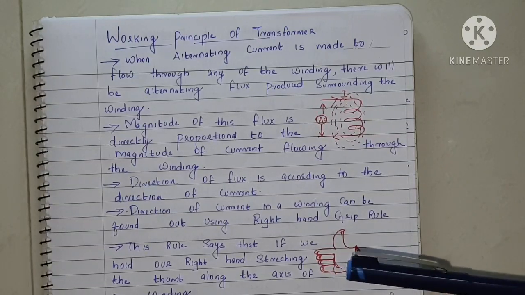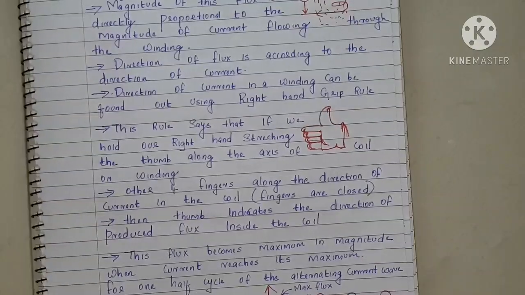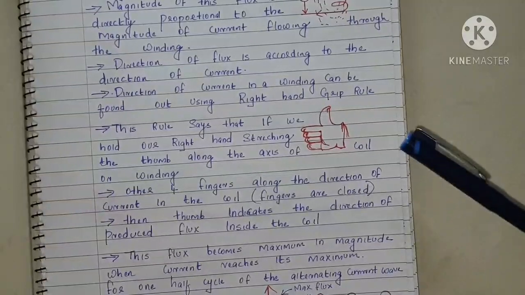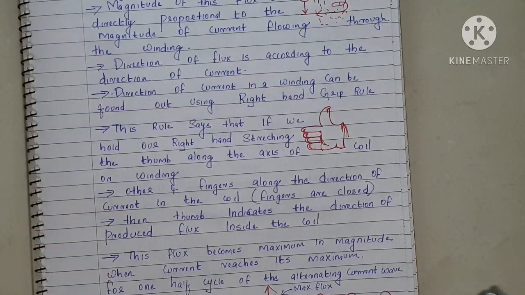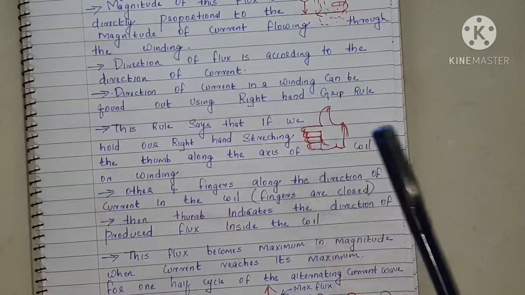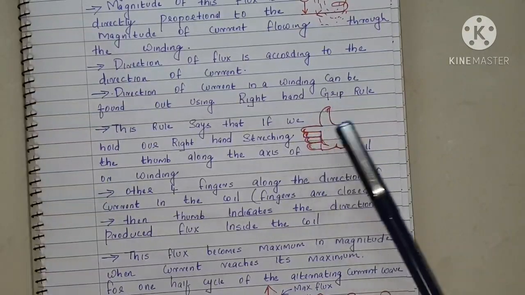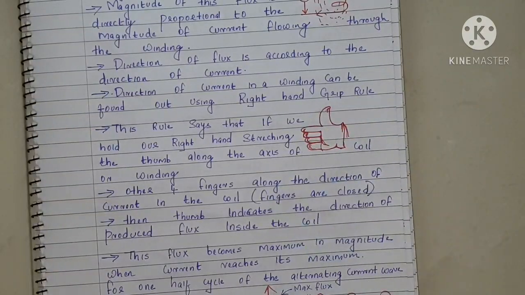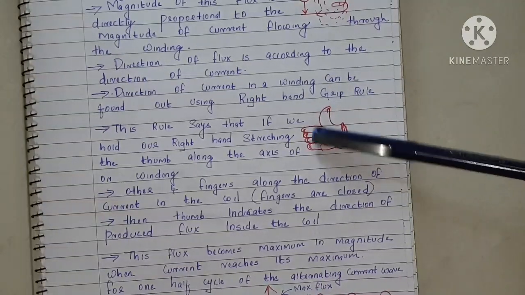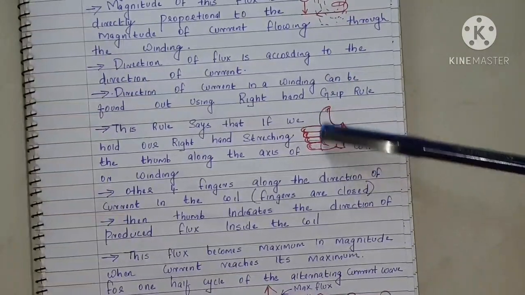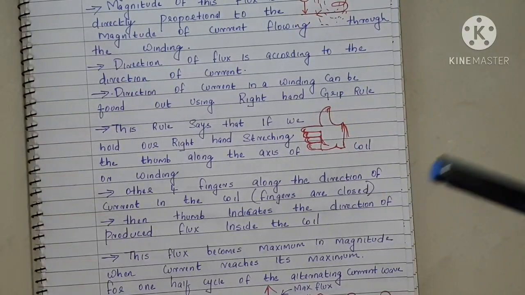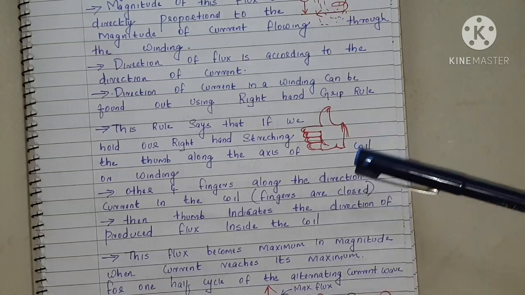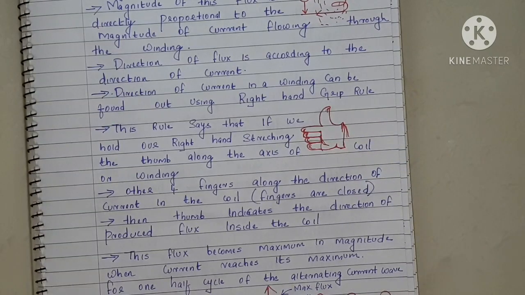The rule says that if we hold our right hand like this, stretching the thumb along the axis of the coil or winding, and the other fingers are closed, that is, along the direction of current in the coil, the thumb indicates the direction of produced flux inside the coil and the closed fingers indicate the direction of current in the coil.